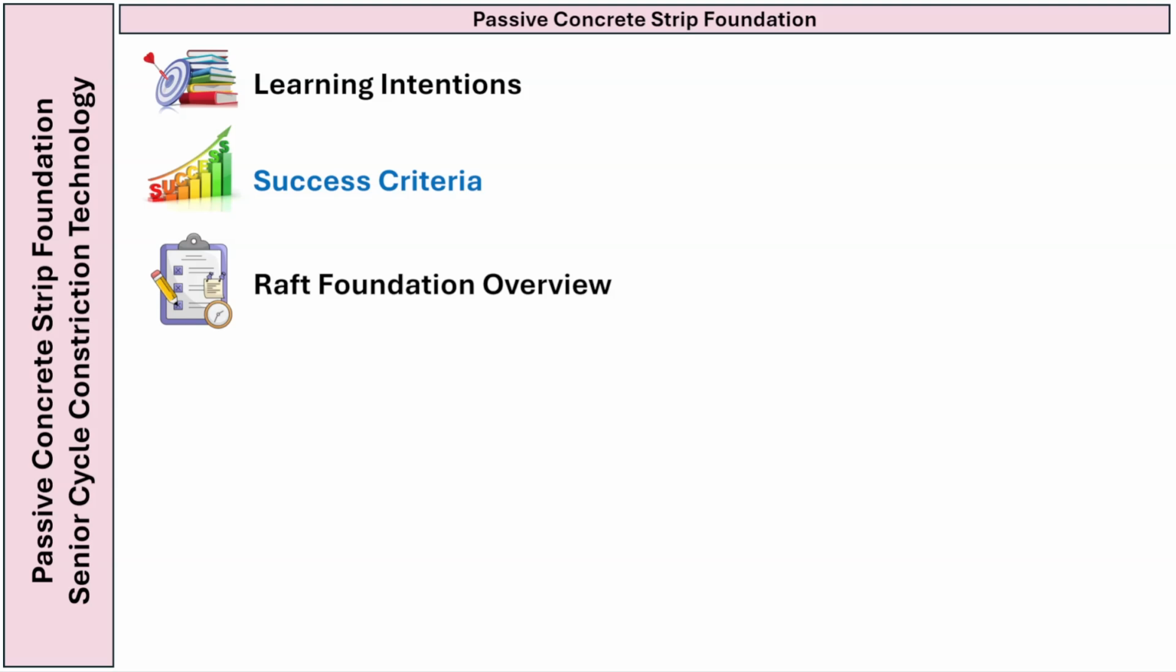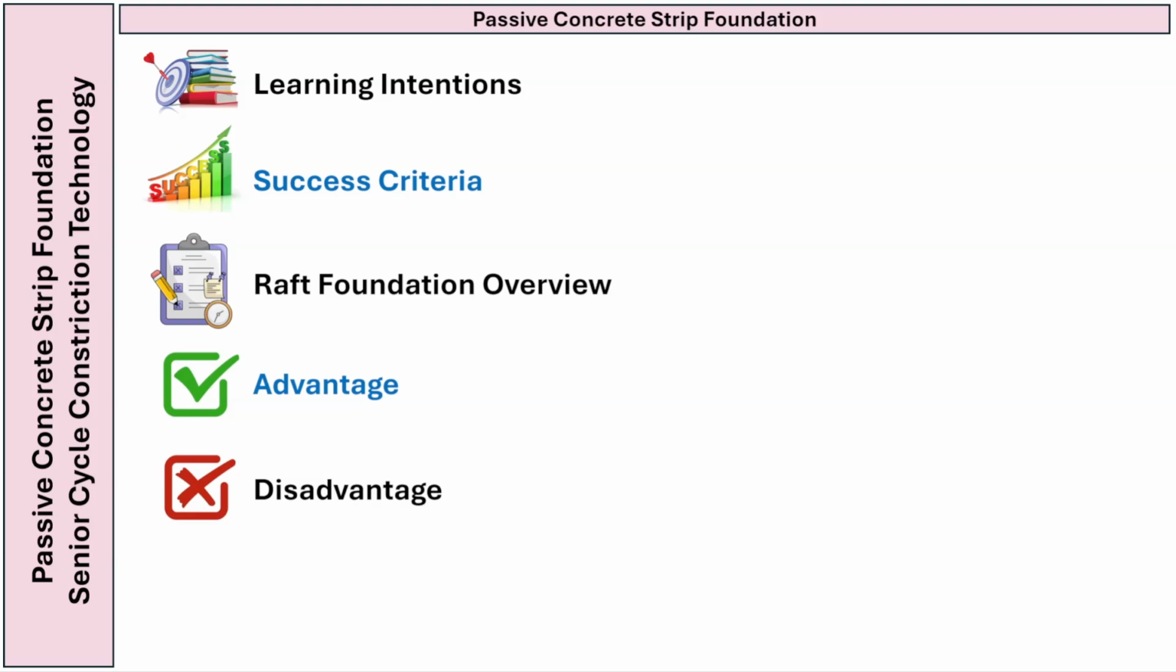One main advantage of a passive foundation is that it provides excellent thermal performance, reducing heat loss and helping achieve low energy ratings or even passive house certification. However, a disadvantage is that it's more expensive and requires precise construction, as even small gaps in the insulation can cause thermal bridging and reduce efficiency. So when would a passive standard concrete strip foundation be used? They're typically used in modern, energy-efficient homes or retrofit projects when achieving high insulation standards and air tightness is a priority.